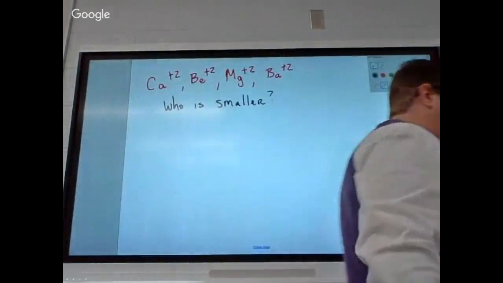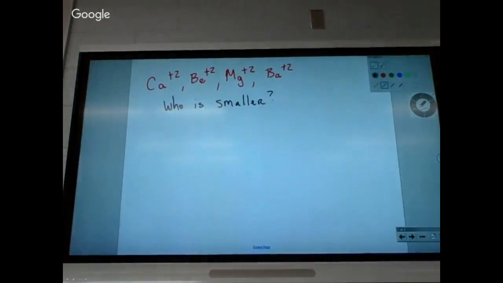Okay? What would you do there? You use the thing we used in the last trend. All right. Why would we use the thing in the last trend? Because they're all the same. They all have more protons. They do all have more protons. Yes. So they're all small. What else do you notice about them?